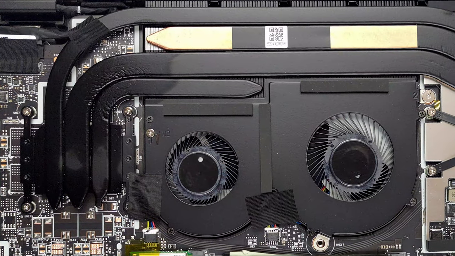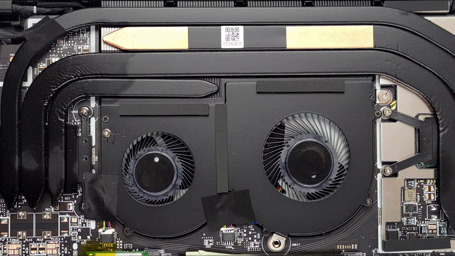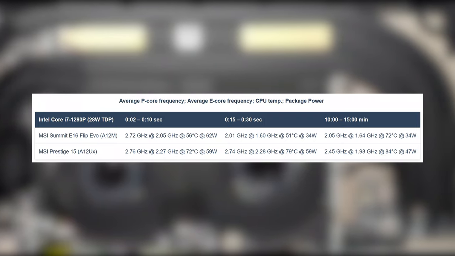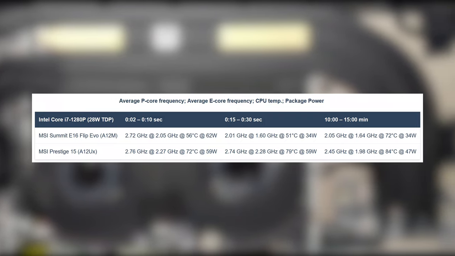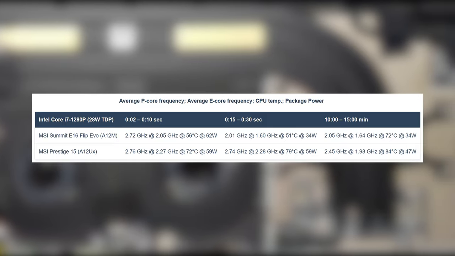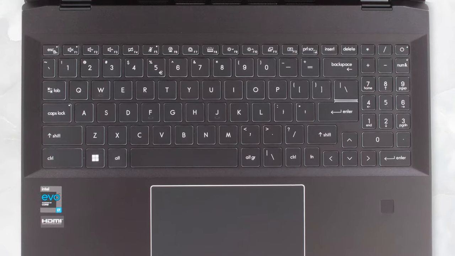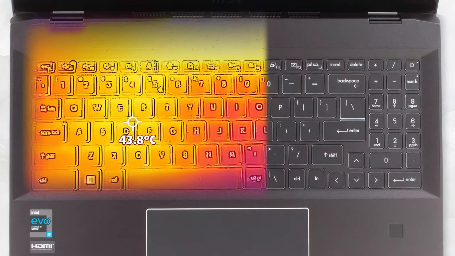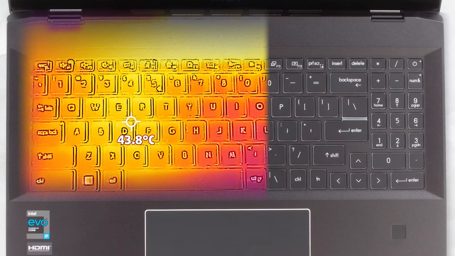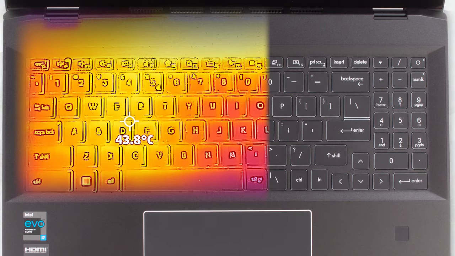Compared to the only other laptop with the Core i7-1280P, the Prestige 15 once again, from MSI, it performs worse, dropping its wattage and clock speeds in the long run of our stress test. This is due to the 65 watts adapter, which doesn't supply enough power. Comfort is okay, with the hotspot being located at the left side of the base, right around the WASD keys. It maxes out at 43.8 degrees Celsius.